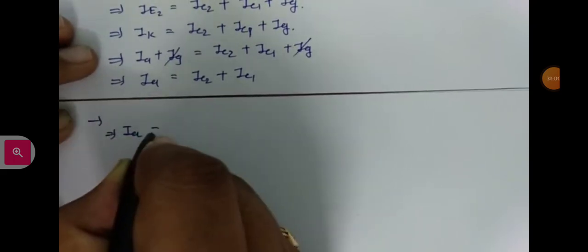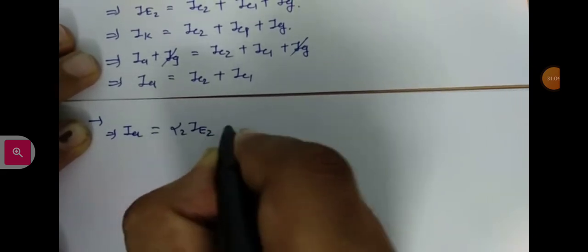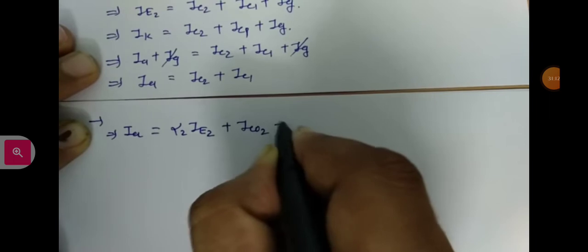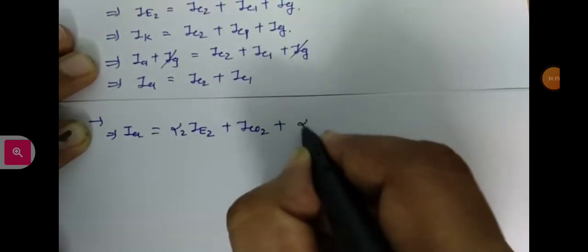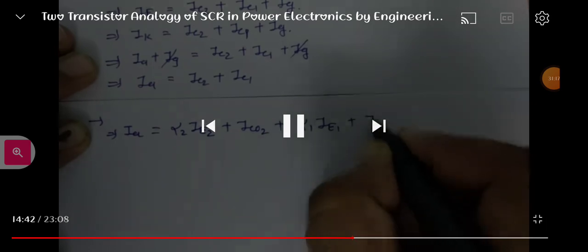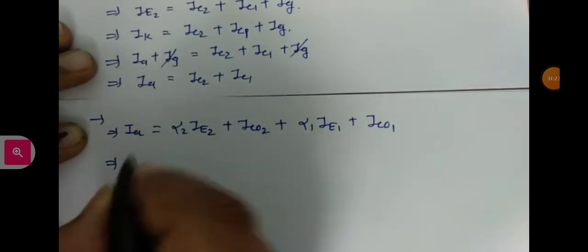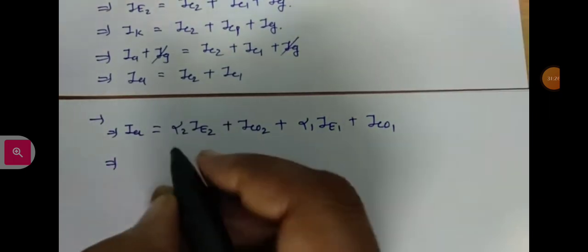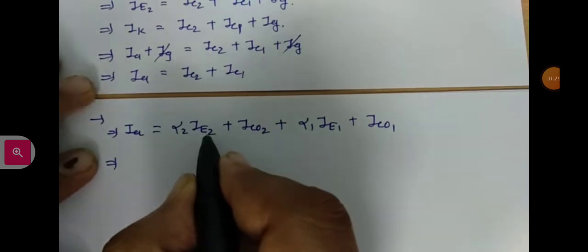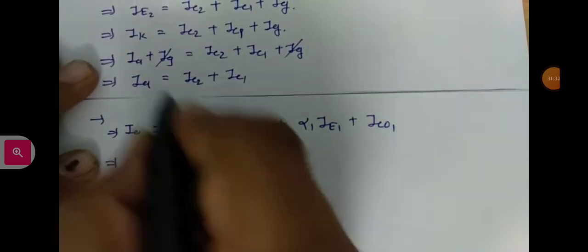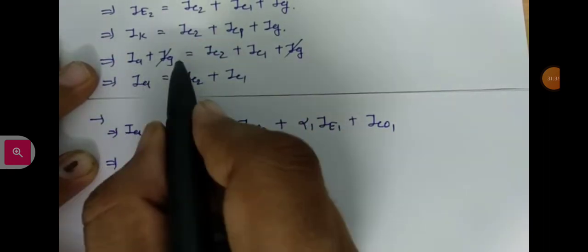So we'll be having IA, that is IC2, which is alpha 2 IE2 plus ICO2, plus IC1, that is alpha 1 IE1 plus ICO1. Now here IE2, that is IK, as we have seen, and IK is IA plus IG.